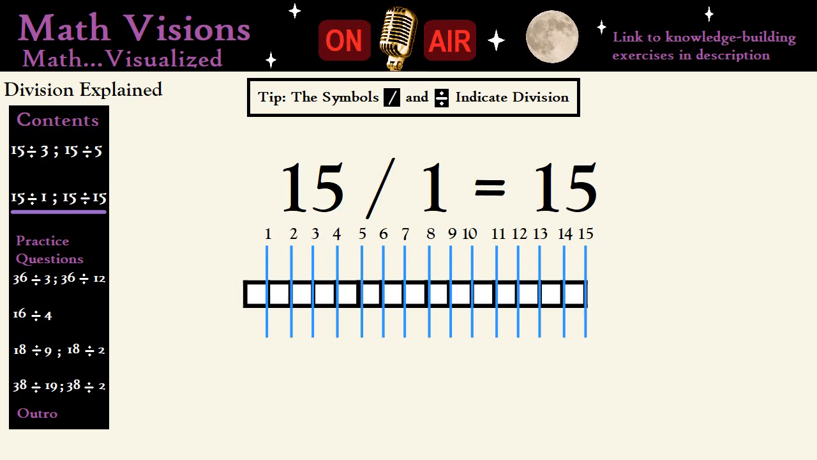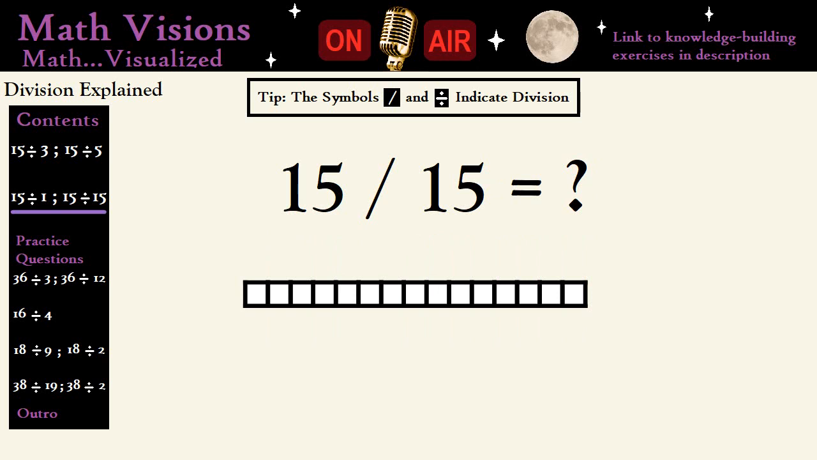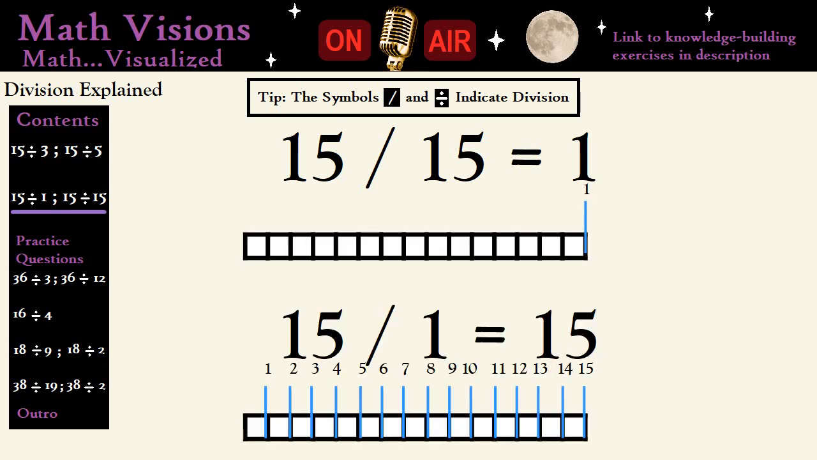So, knowing what we know from our previous examples, what number will we get if we divide 15 by 15? Let's draw another string of 15 squares and count groups of 15, and draw a vertical line at the end of each group. We've only drawn one line and have no more squares to count. Therefore, 15 divided by 15 is 1. This example shows that 1, dividing a number by itself equals 1, and 2, dividing a number by 1 equals itself. Now, let's divide some new numbers.